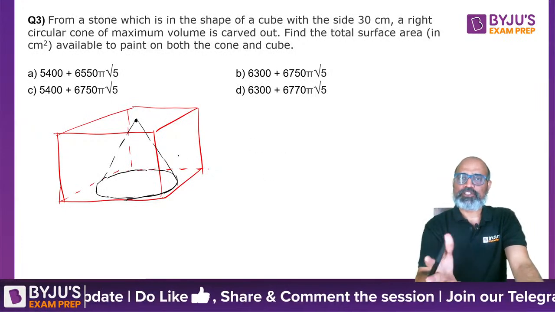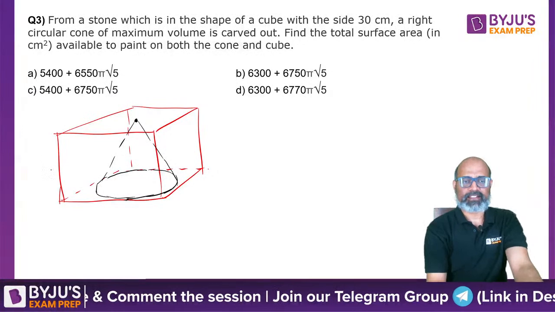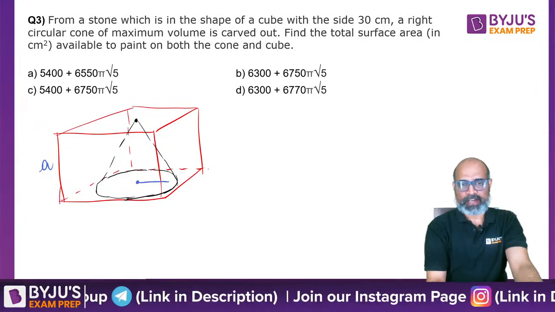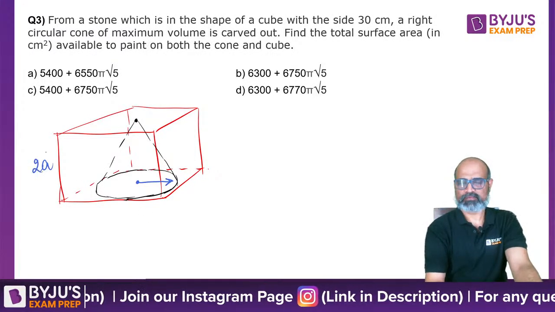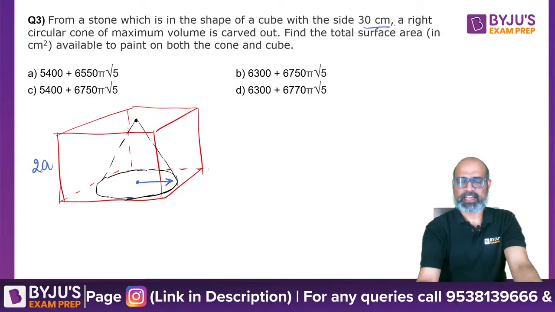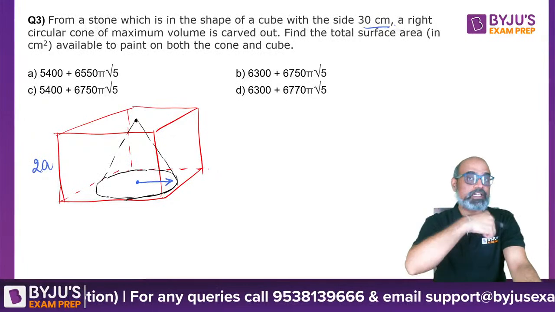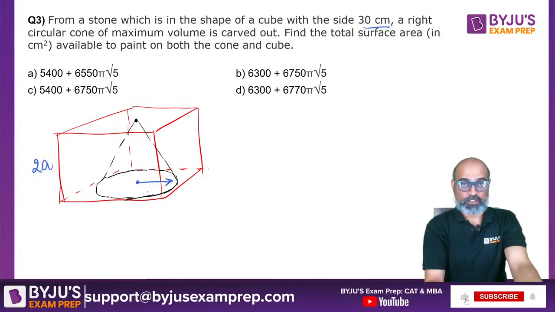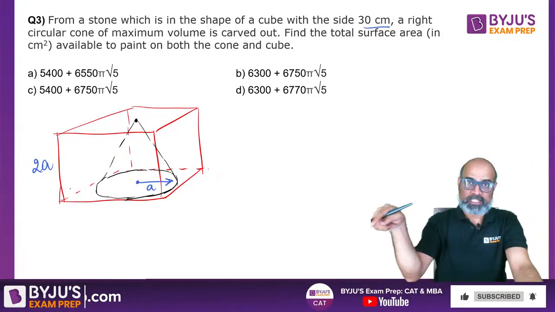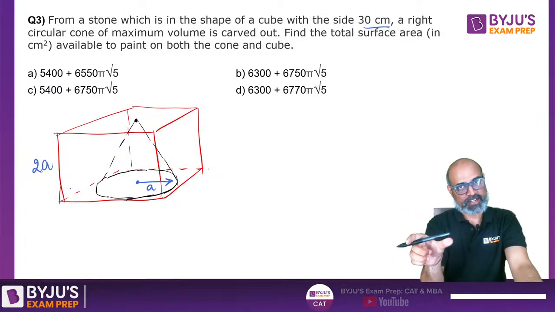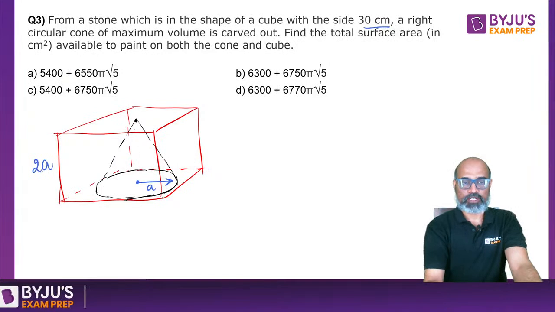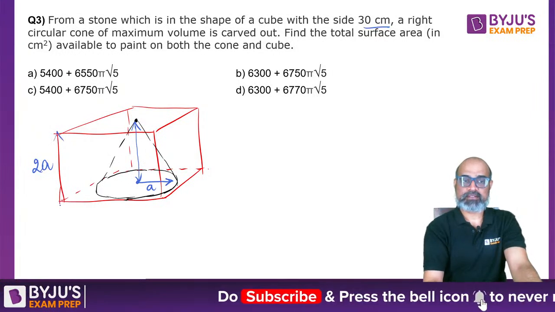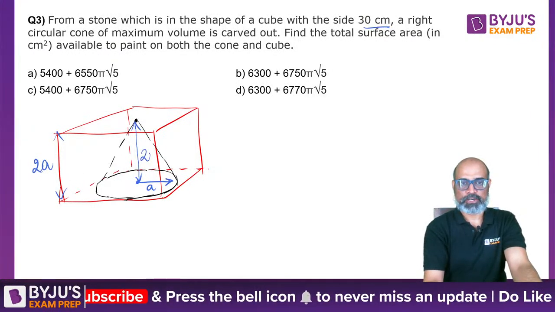So how are the dimensions of the cube and the cone related? Suppose the side of the cube is A, then what would be the radius? Or let's take this as 2A to make it easier. I'm not taking the exact value, I'm going to put it in later on. So let's say 2A is 30. So the radius of the base of the cone is going to be A, because the diameter is the side. So radius will be half of the side, which is half of 2A. And what is the height of this cone? This is the same as the side of the cube, which is going to be 2A.